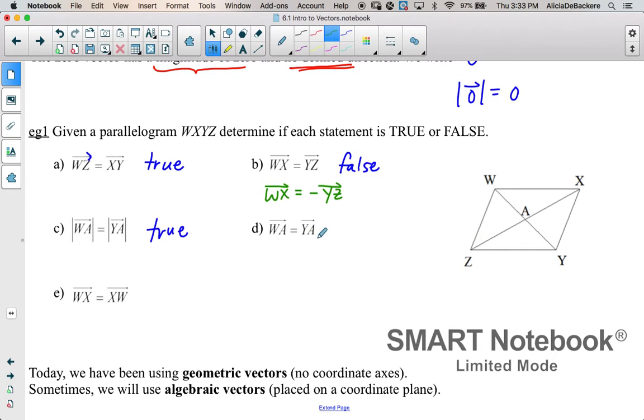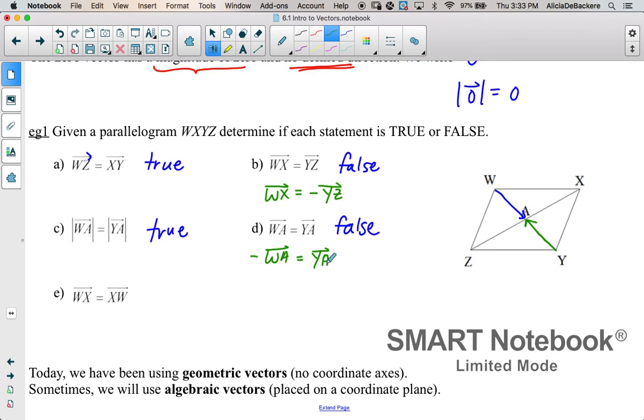All right, in part D here, we're looking for W to A. So again, tail at W, head at A. And it's asking, is that equal to starting at Y and ending at A? And so again, for equal vectors, I need to have equal magnitude, which I have here, and I have to have equal direction, which I do not have here. These guys are pointing in the opposite direction. So again, this is false. And I can correct this statement by making either the first or the second vector switch its direction. I put a negative in front to indicate that.